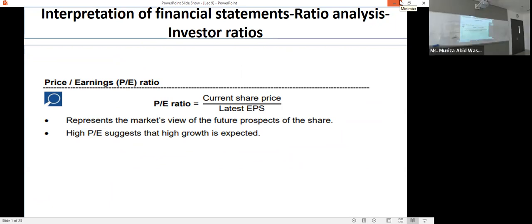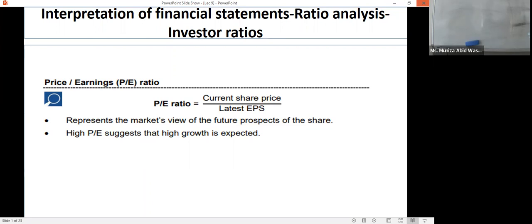Students, the topic which we are going to extend today is in regards to the interpretation of the financial statements. In our last lecture, we had started the discussion in regards to the interpretation of the financial statements, and today we are going to extend our same lecture.